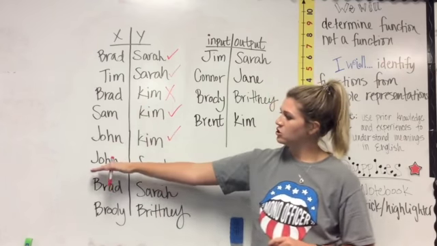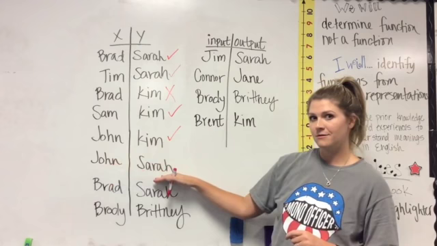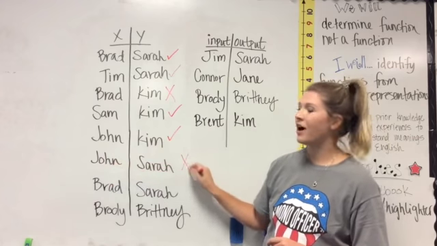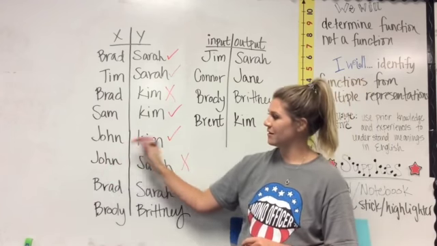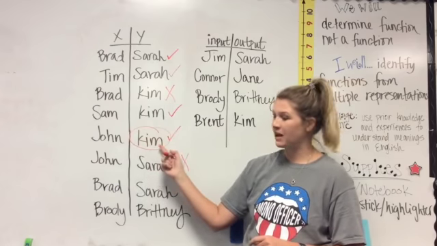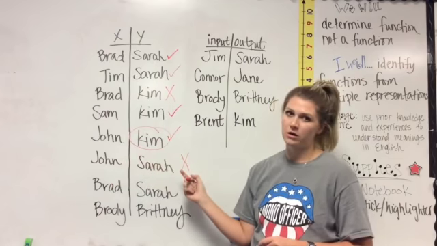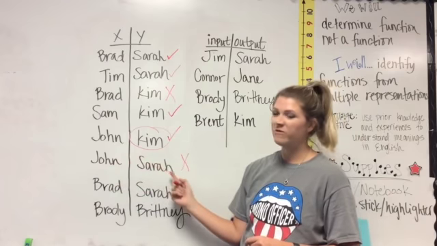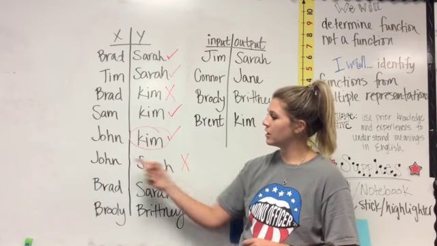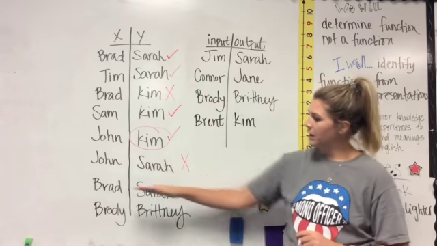Okay, what about this guy? Can John date Sarah? No, John cannot date Sarah because who is John dating? Kim. John is dating Kim. So John and Sarah are not going to work. Okay? They are not going to function as a relationship. John cannot date Sarah.